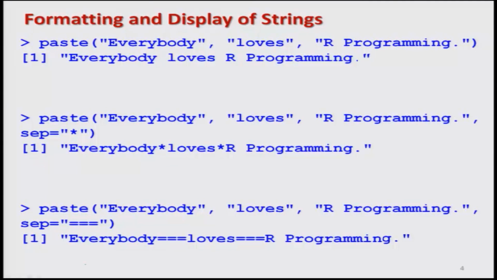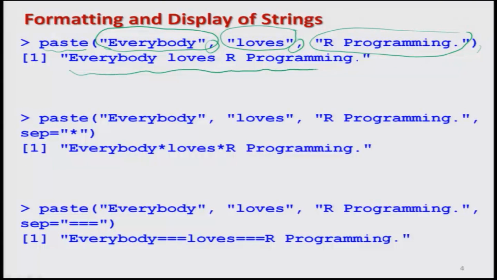For example, I have taken an example where there are three strings. One is everybody, second string is loves, and the third string's characters are R programming. And what I want is to write everybody loves R programming. So for that I can use the function paste, and inside the arguments, inside the brackets, I have to give all these strings separated by commas. And here is the outcome that you can see over here: everybody loves R programming.